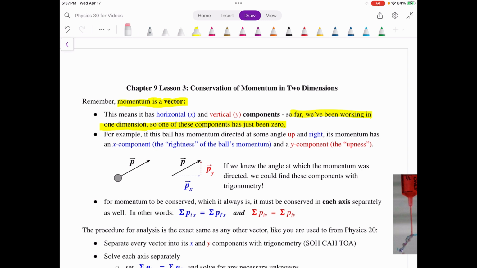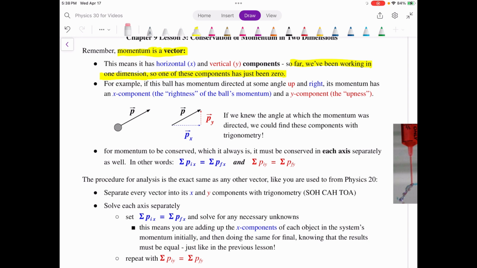All we're going to do now is have situations where there's actually momentum horizontally and vertically at the same time, okay? So, for example, if this ball here is moving at some angle, not perfectly to the right, not perfectly upward, but at an angle somewhere between up and right, right? It's directed at some angle up and right, then its momentum has an x component, which we would think of as the rightness. That's not a proper scientific term or anything, right? But it's the rightness of the ball's momentum. And a y component as well. That's the upness of the momentum.